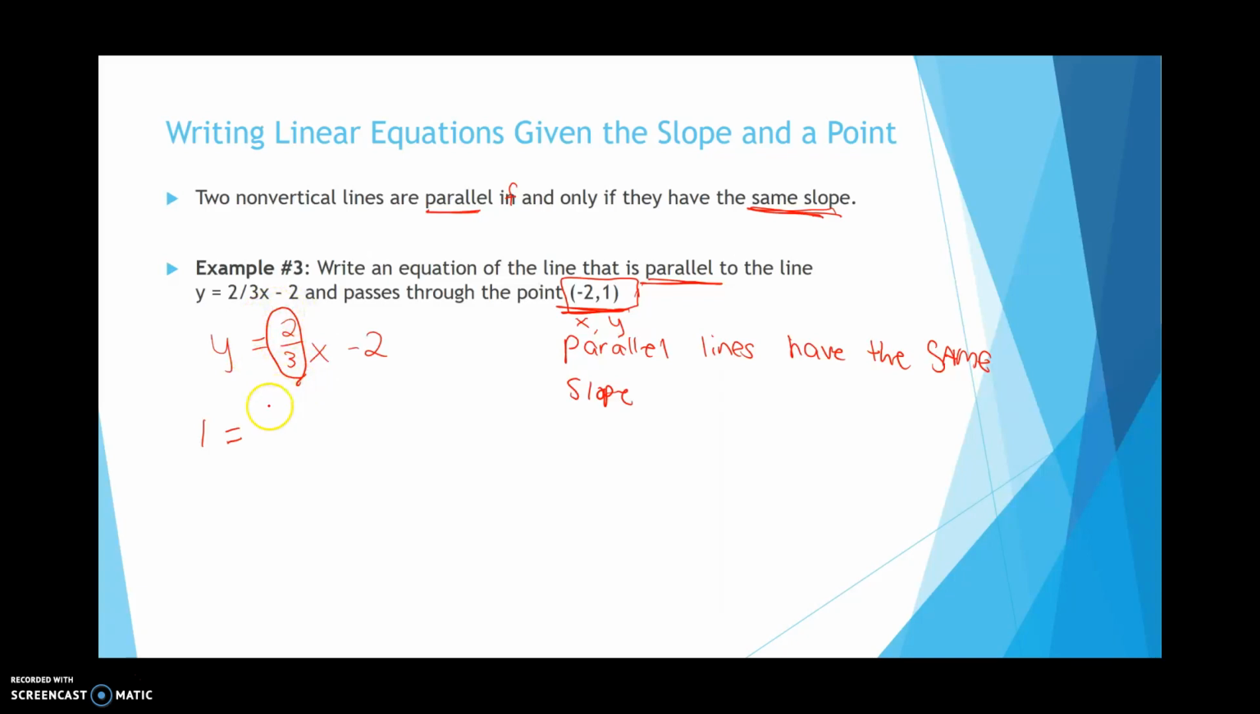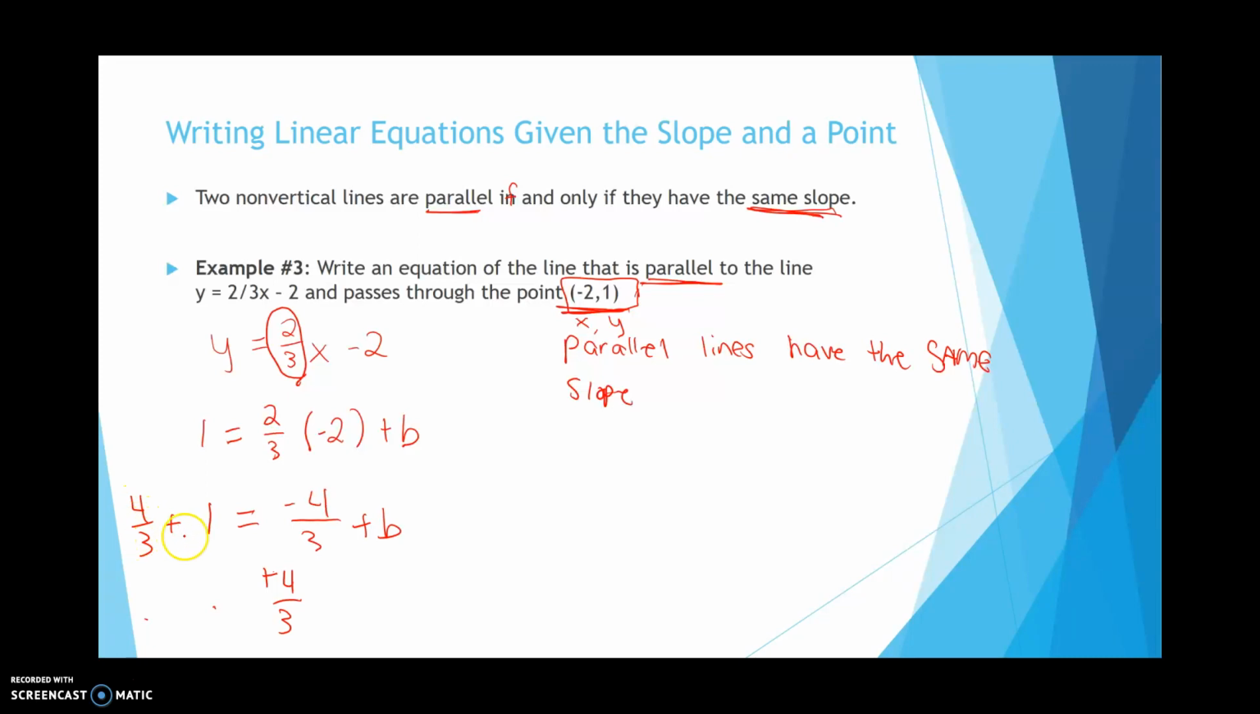Parallel lines have the same slope. My slope is 2/3 times my x. My x is -2 plus b. We're solving for b. So now what I need to do is I need to multiply this 2/3 times -2, which is going to give me -4/3 plus b on the right equals 1 on the left. I want to get b all by itself here on the right, so I'm going to add 4/3 to both sides.